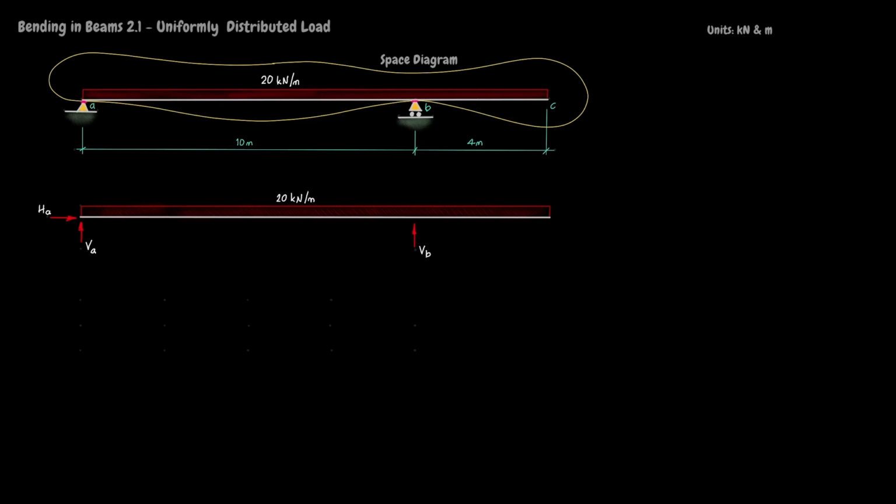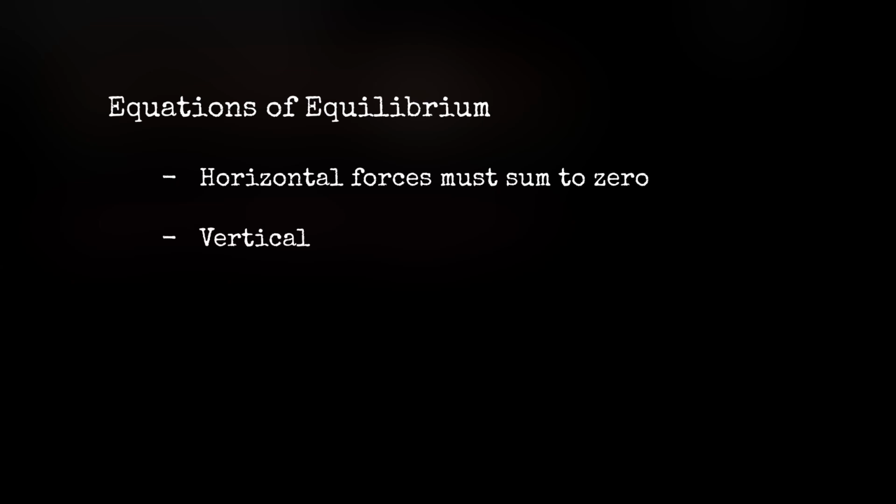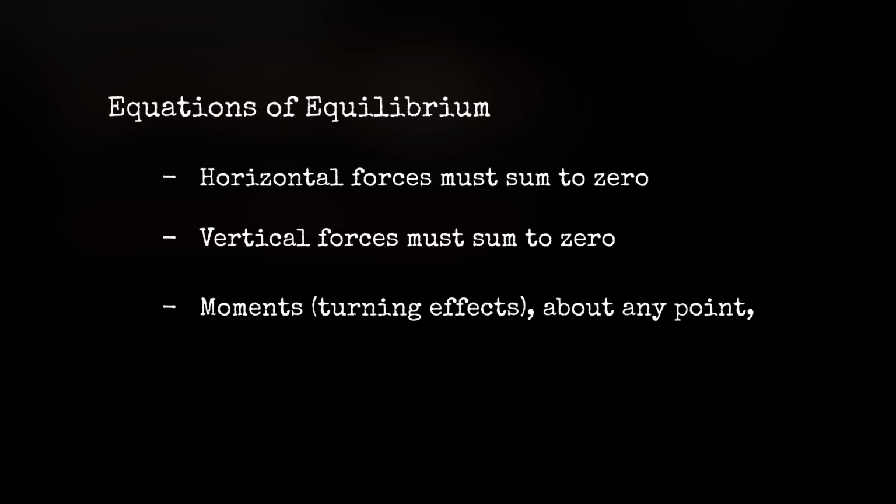The next step is to apply the equations of equilibrium to the free body to find the unknown reactions. We're dealing with a plane structure, and this means there are 3 equilibrium equations available to us. These equations are commonly expressed as horizontal forces must sum to 0, vertical forces must sum to 0, and moments about any point must also sum to 0.